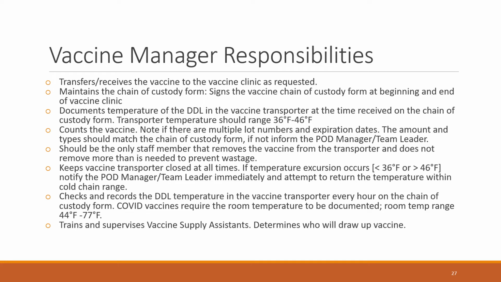COVID vaccines also require the room temperature to be documented, and the range for that is 44 to 77 degrees Fahrenheit. You can use another additional DDL for that, because you should have an additional one in your transporter as a backup. You train and supervise any vaccine supply assistants at the vaccine table, and you determine who will draw up vaccine, and that is going to be determined by who can competently draw the vaccine up.